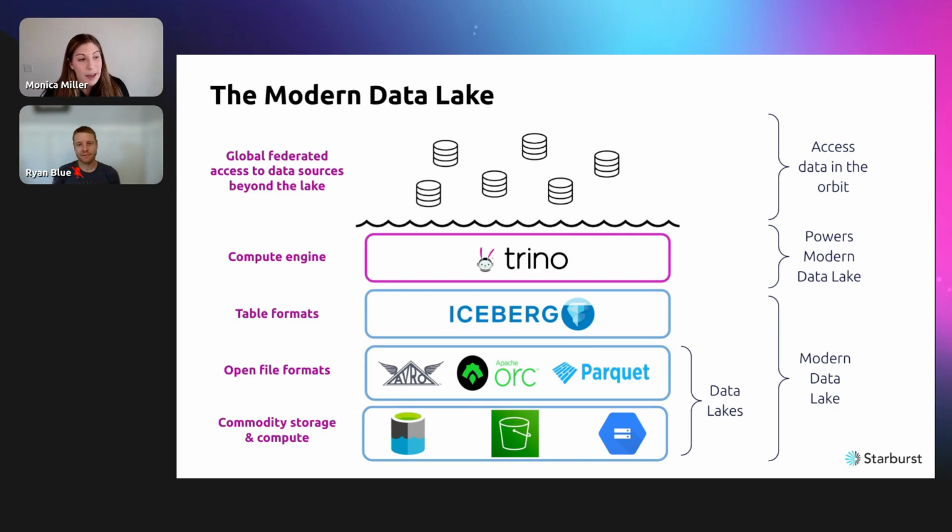So the thing behind running those table formats and running the compute for the storage, that is the compute engine Trino. That's what actually powers your modern data lake. And then it gives you that federation access to get to anything else that's in your orbit. So if you have something else somewhere over there, or you need to reach something in your Oracle database really quick, you have that ability.